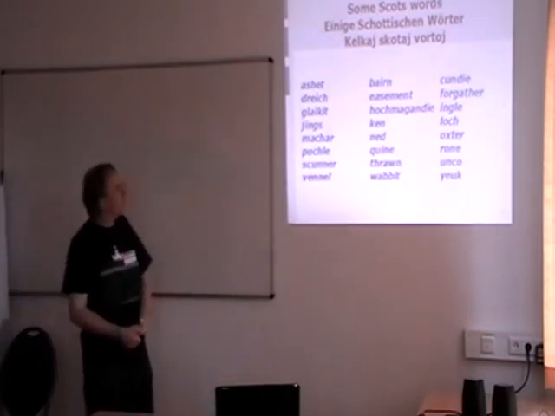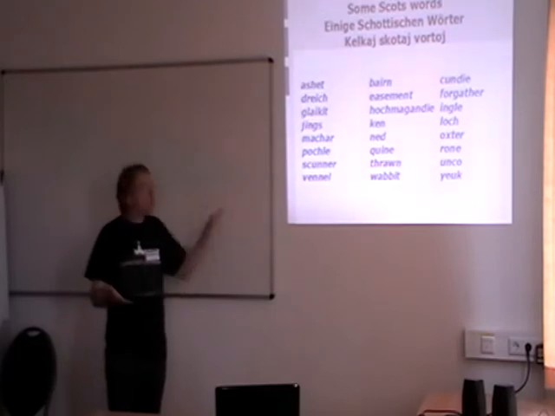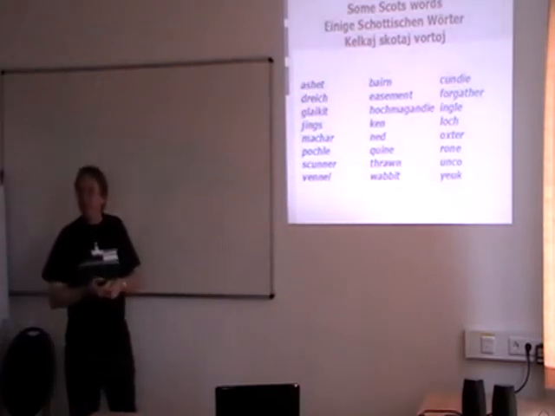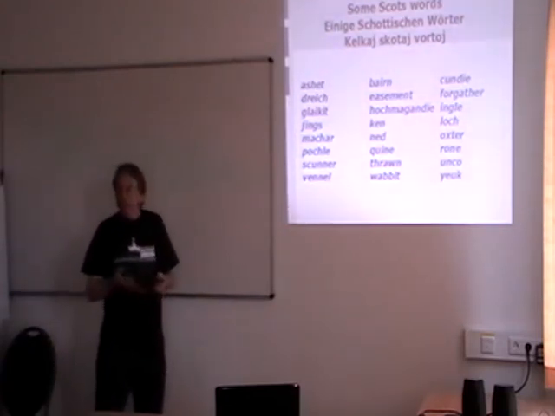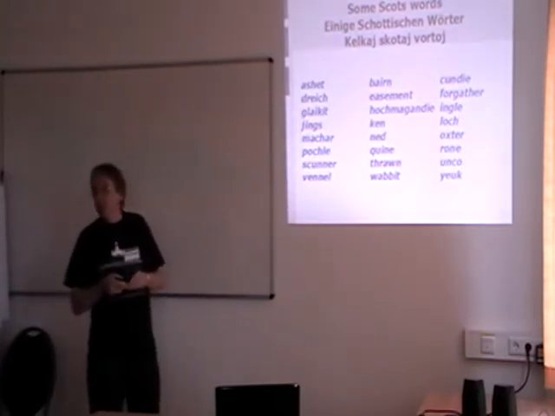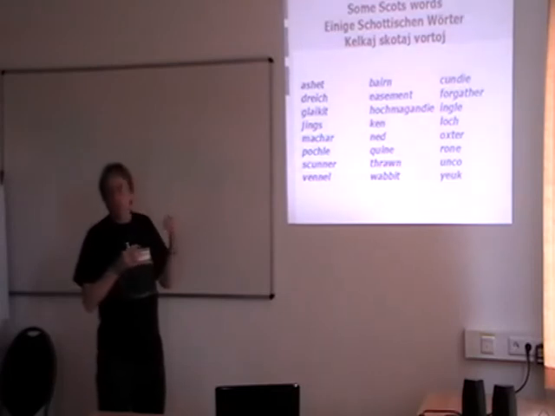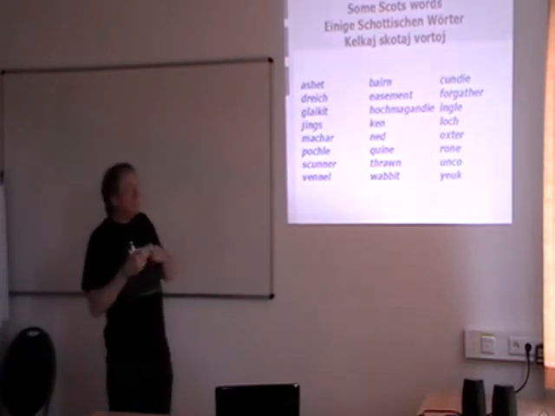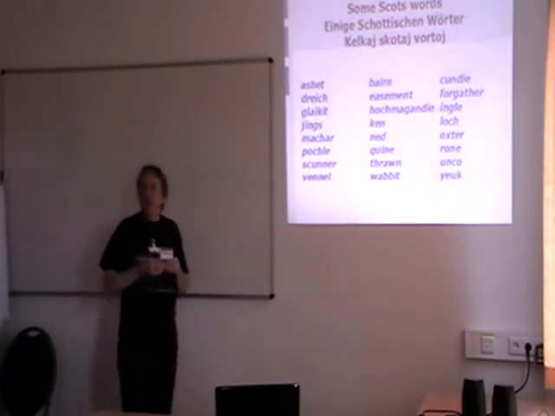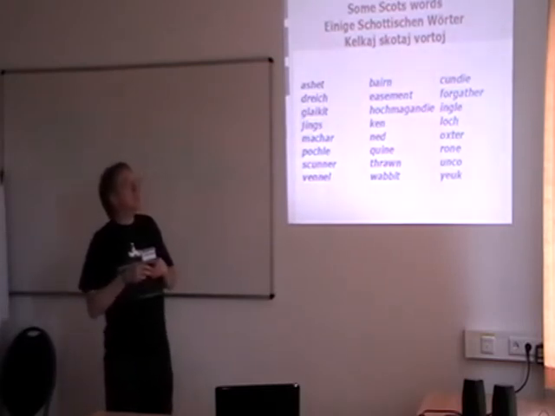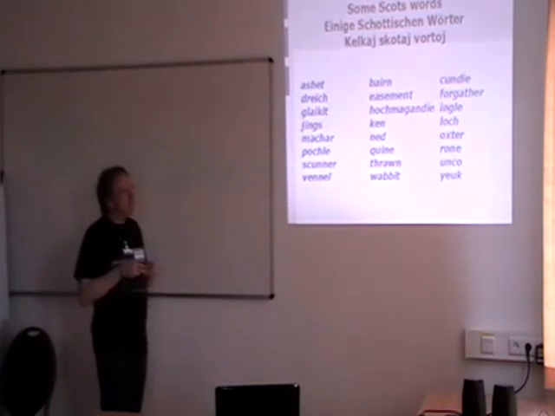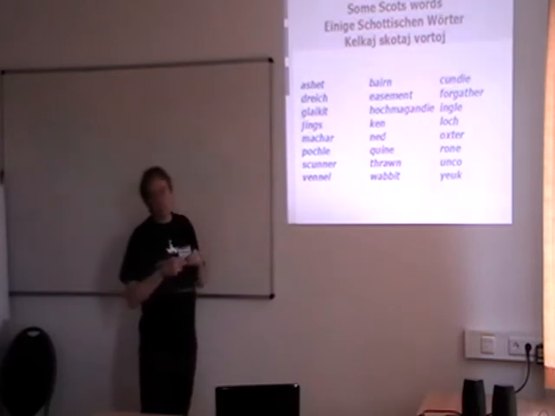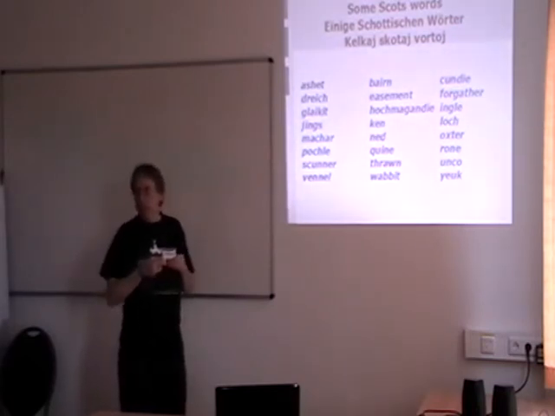Some Scots ones. Ashet is a big plate, borrowing from French. Bairn is child. In some parts of Scotland, you'd say wean instead. It's borrowing from Scandinavia. Cundy is one of the words for drain. It tends to be used in eastern parts of Scotland, other than Edinburgh. In Glasgow and Edinburgh, you would call it a siver. In some other parts of the west of Scotland, you call it a stank.